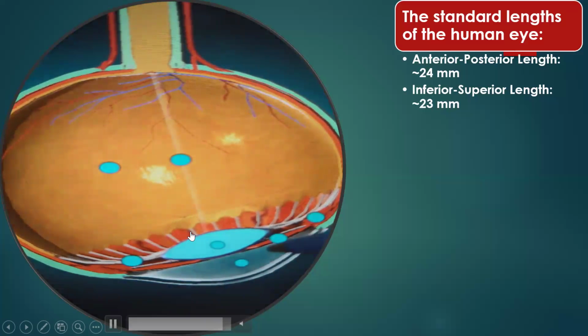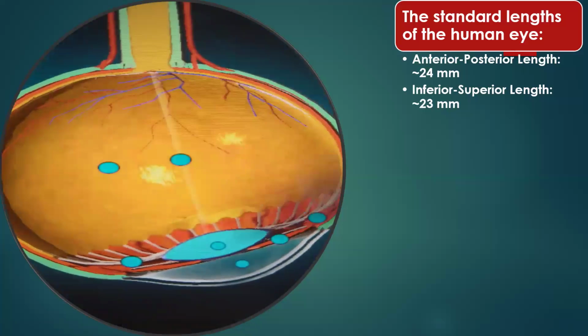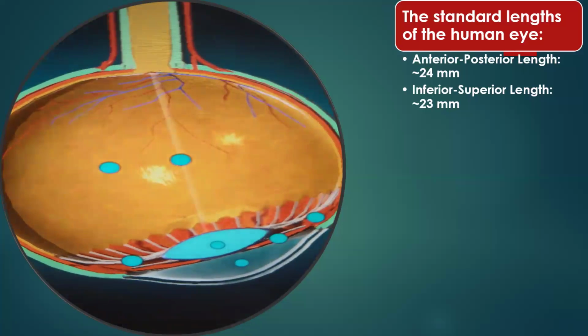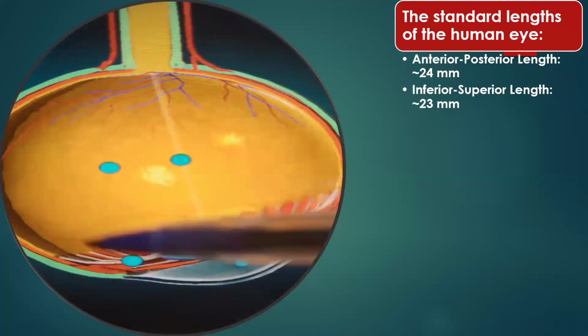Lastly, the ciliary body. Look at the ciliary zonules here. It's a ring of muscles and tissues located behind the iris. Its primary function is accommodation, because it is the one responsible for moving and focusing the lens. When it contracts, the lens becomes thicker, and when it relaxes, the lens thins. So that is the function of the ciliary body.